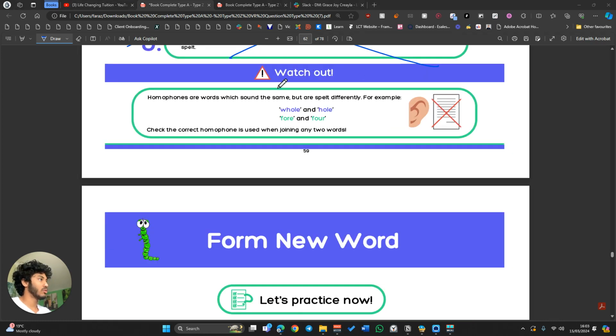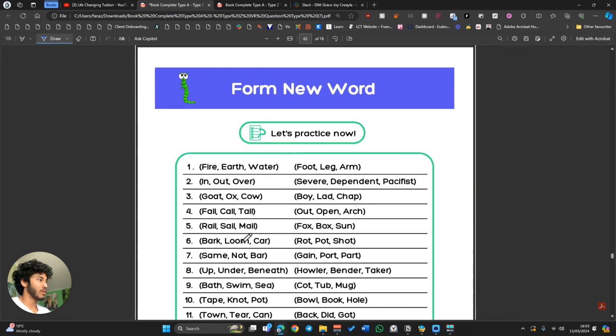So remember, when you're doing this, the pronunciation of one or both words may need to change. In the watch out section, homophones are words which sound the same but are spelt differently. Whole and hole, 4 and for. We just want to be careful of those. But let's quickly go on to the practice now section and show you some of these.